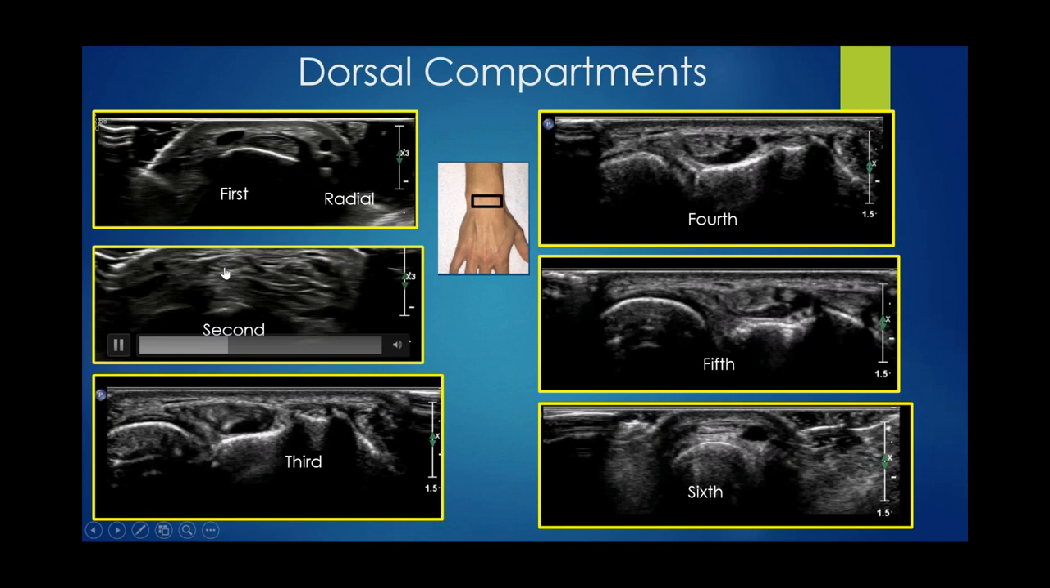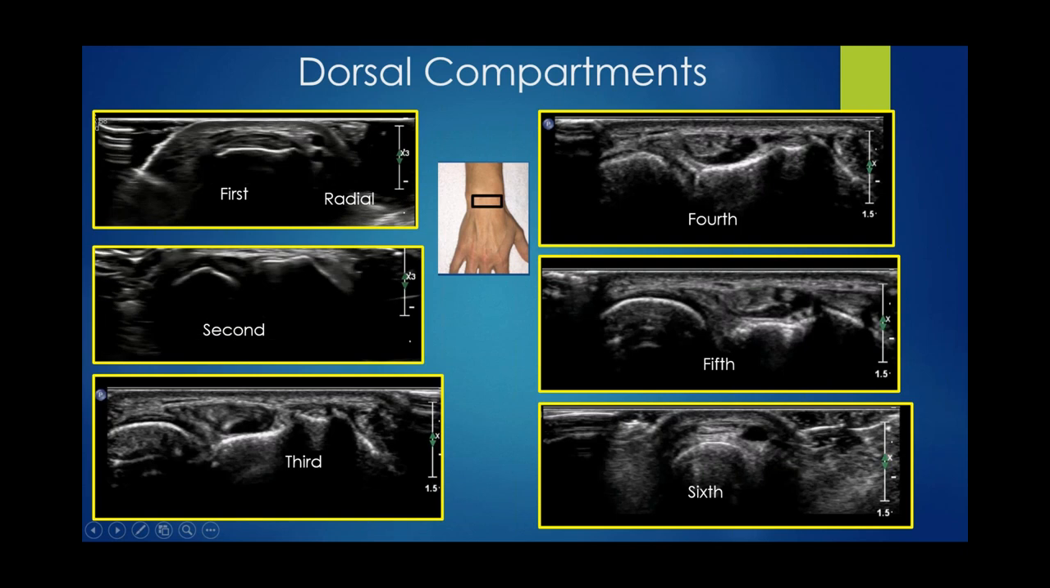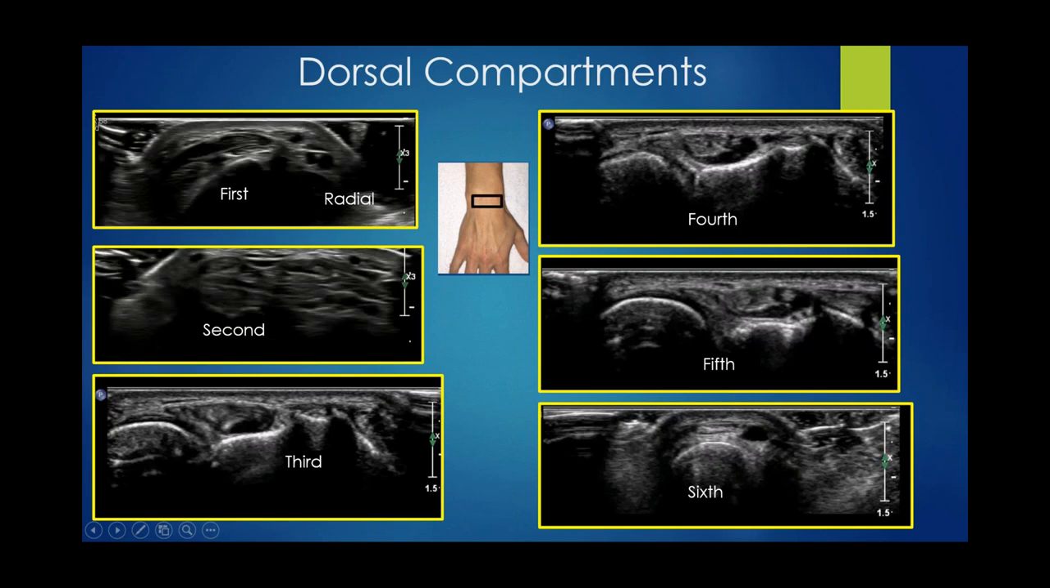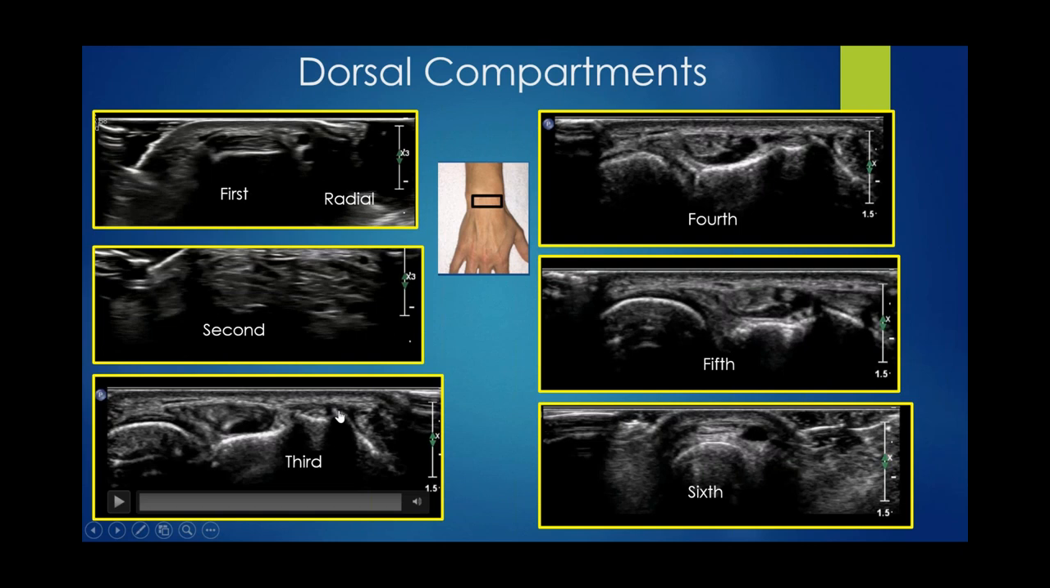The third compartment is the extensor pollicis longus. Again, this is just ulnar to the dorsal protuberance of the radius called Lister's tubercle. So that's a nice bony landmark that is always present. You can sometimes palpate it and you should always see it sonographically.